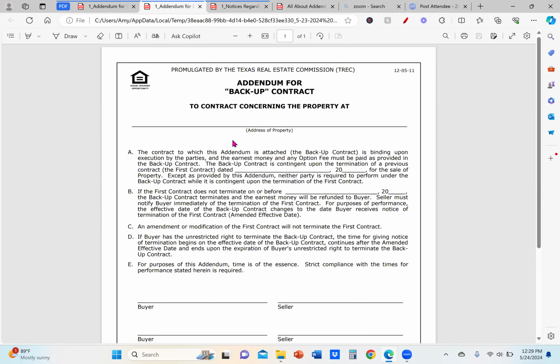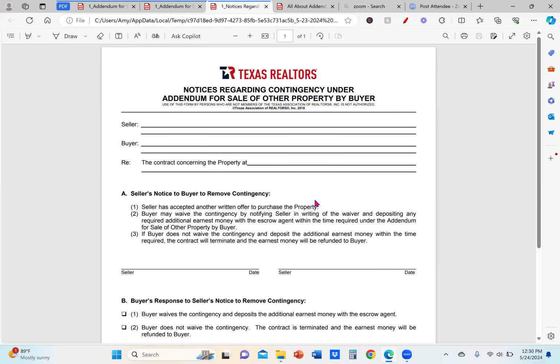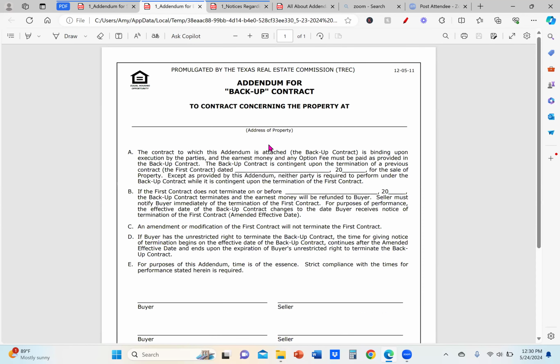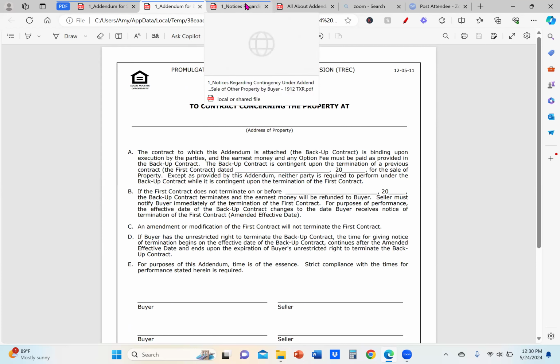Real briefly, I'll go over the backup contract just to point out in paragraph A, it does say the contract to which this addendum is attached is binding upon execution of the parties, and the earnest money and option fee are paid as provided in the backup contract. So that's just another way to reiterate that before a seller can ask a buyer to waive their contingency, this backup addendum must be executed with the contract as well as the earnest money and option fee deposited.